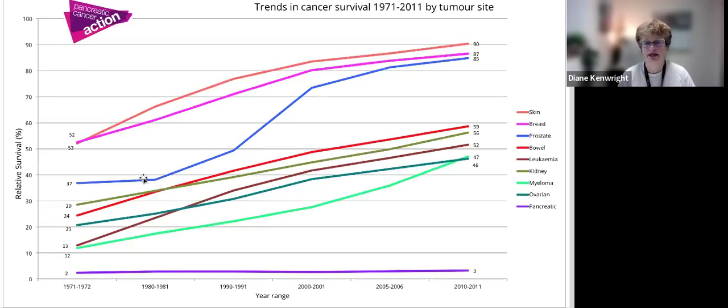So here we go. Let's have a look at trends in cancer survival. So here is pancreatic carcinoma. I'm just going to have to move myself. Right, so it is unfortunately not improved. We've had big improvements in survival of other kinds of cancer, but there's been no improvement in survival rates for pancreatic tumors. Unlike, for example, skin cancer, breast cancer, prostate cancer, bowel cancer, where we're doing much better at treating people.